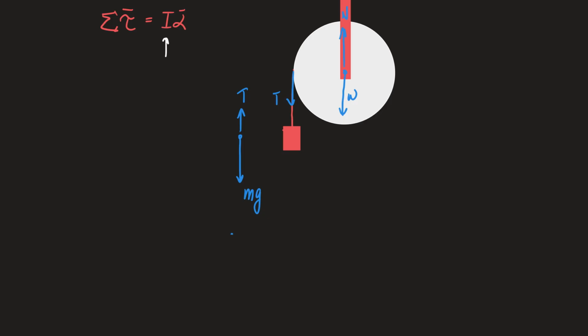So our net force on the box will probably be something like mg minus T equals ma. The net force on the disk is going to be 0. But the disk is going to spin. The net torque on the disk is not 0. This is an Atwood machine too. All right.